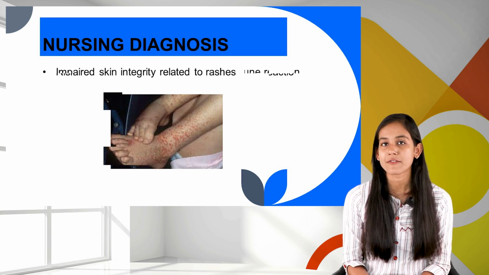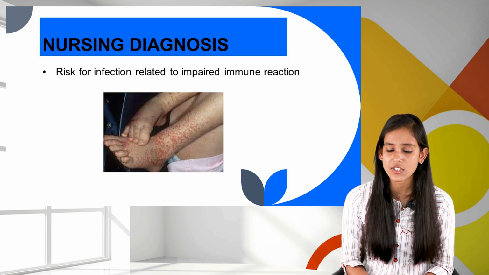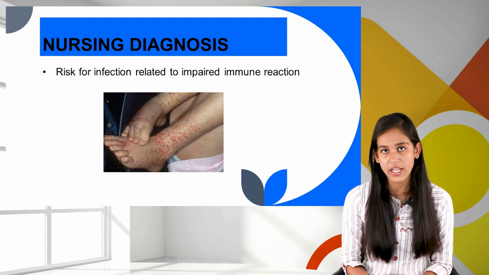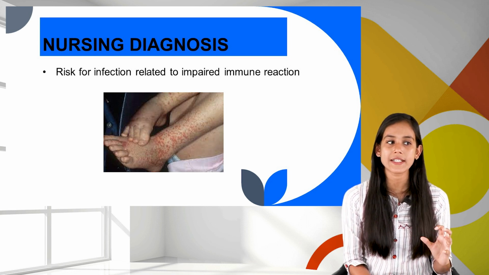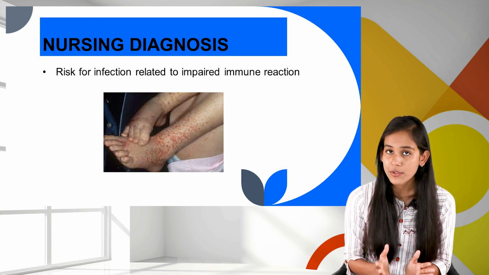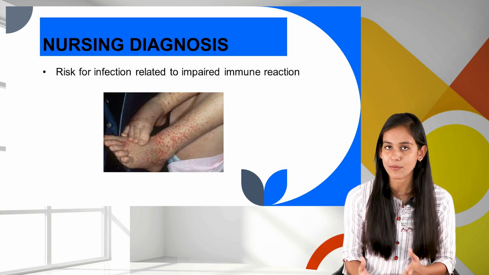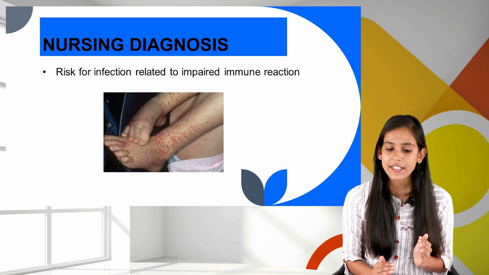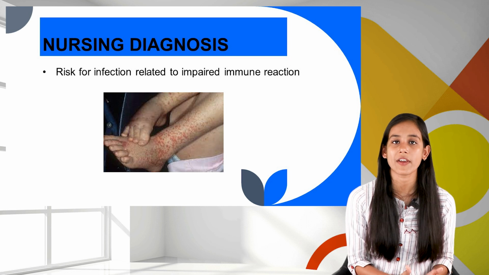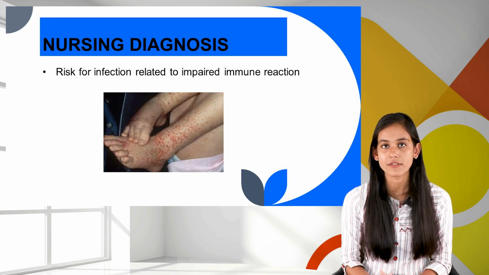Also, the child will have risk for infection related to impaired immune reaction, because we know it's kind of an autoimmune disease where our own antibodies are actually causing the problem. So definitely there would be some sort of risk for infection involved. So these were some of the nursing diagnoses.